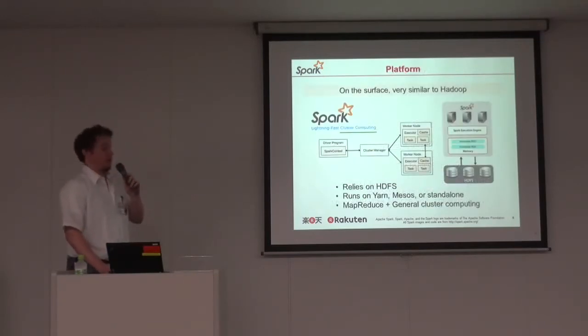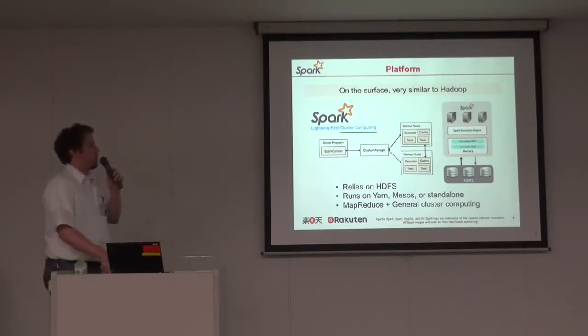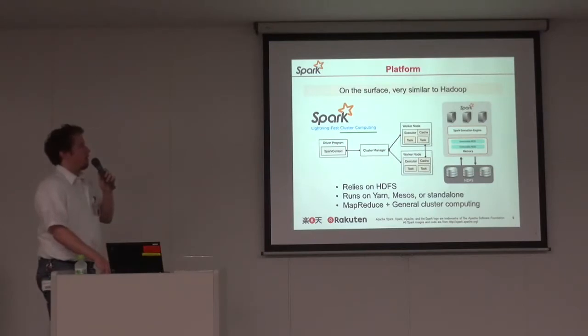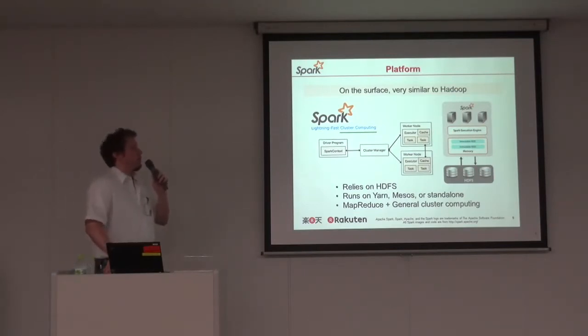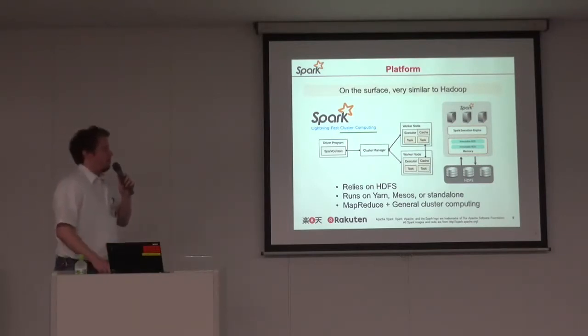So on the surface, Spark is very similar to Hadoop. It's a regular distributed computing platform with a driver program, some cluster manager, worker nodes, and so forth. So it looks like your regular horizontal scaling kind of thing. It relies on HDFS, so more than Hadoop, it's basically relying on HDFS. You can run it on Yarn, Mesos, or also in standalone mode. And so the goal is to do basically MapReduce operations and general cluster computing.